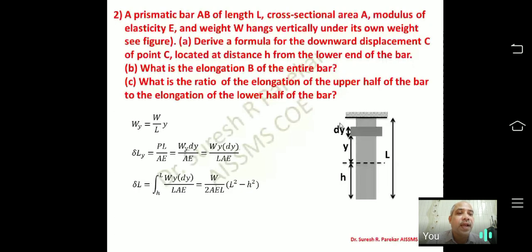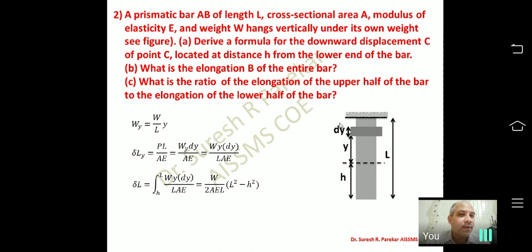Now we are interested to find the value from h to L. So we will consider it from h to L. So what will we get? W y dy upon LAE, integrated. So W upon AEL is common, and we have integration of y dy. When you integrate it, you have y square upon 2, and the limit is h to L. So if you put this limit, then you will get delta L at h from the bottom as W upon 2AEL into L square minus h square.